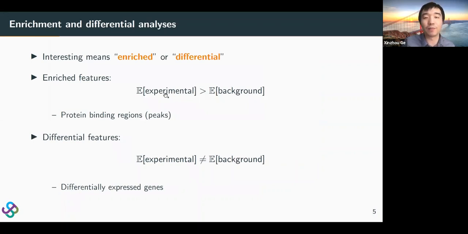In fact, these two kinds of features correspond to the two different alternatives in hypothesis testing, if you are familiar with hypothesis testing.